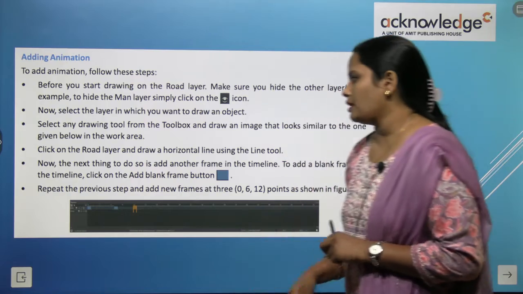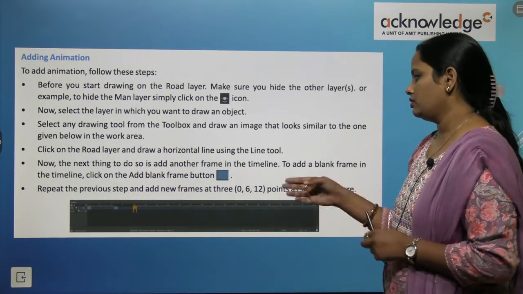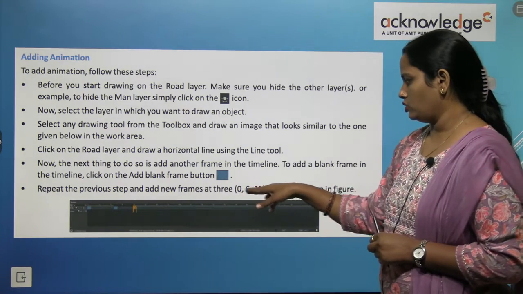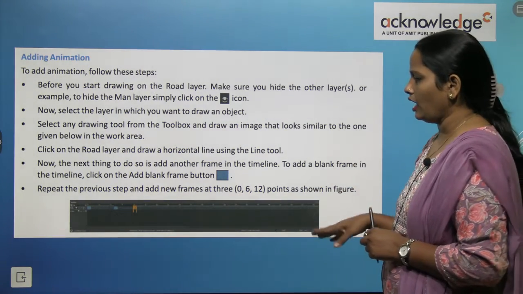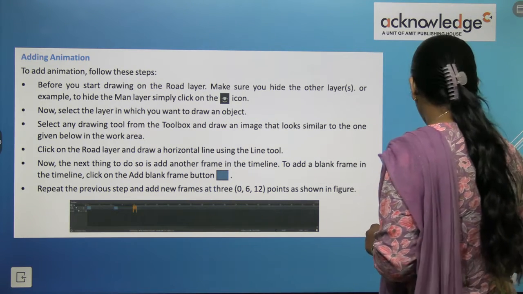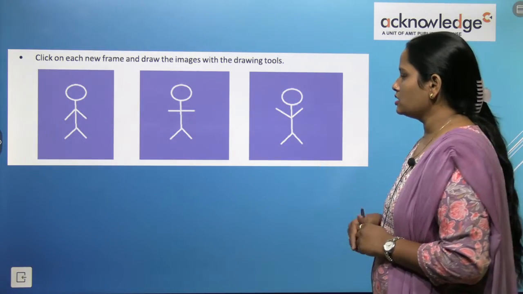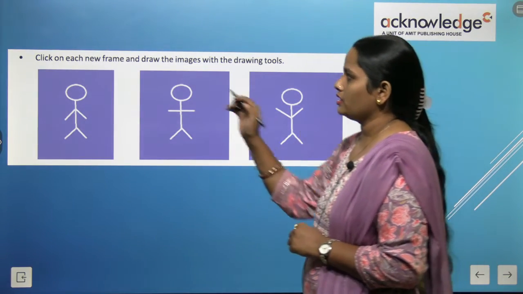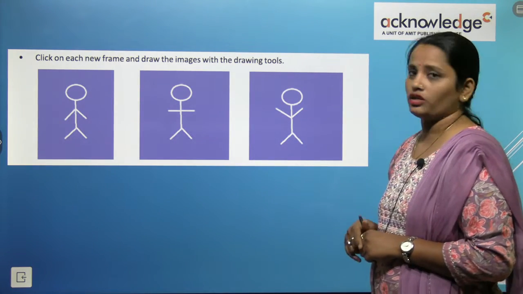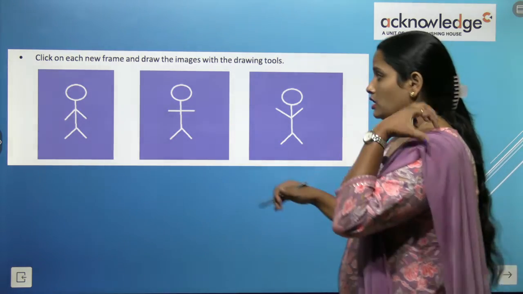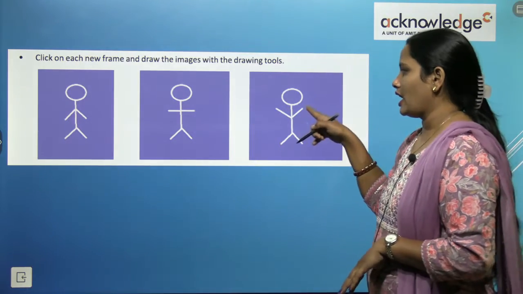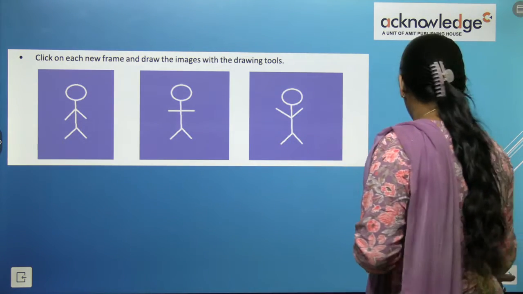Now repeat the previous step and add new frames and add 3 points to show the figure. So these 3 are the points, and at these 3 points we have to repeat the step again and again. So here we can see the picture is made. Click on each new frame and draw the image with a drawing tool. So with the help of drawing tool, we have to draw the image. Here we can see the hands are down. Now hands are straight, and here the hands are up.